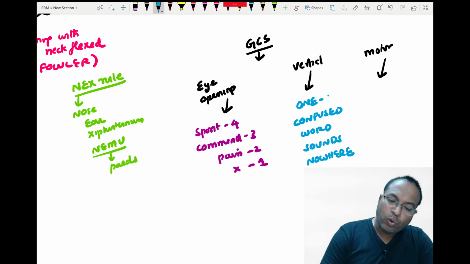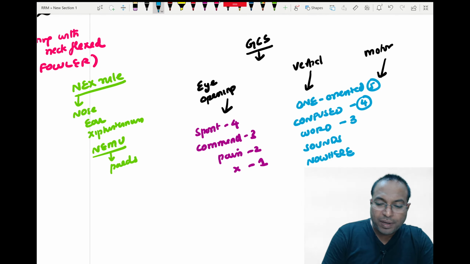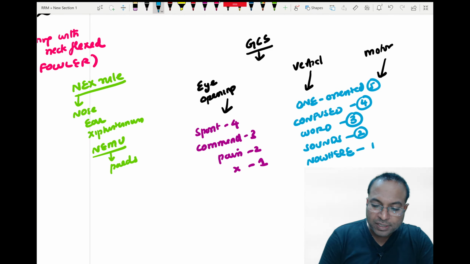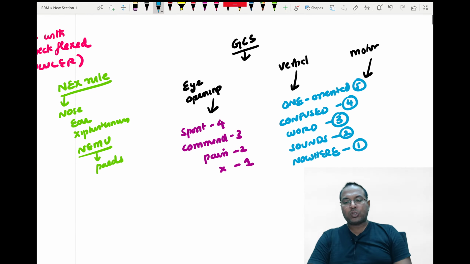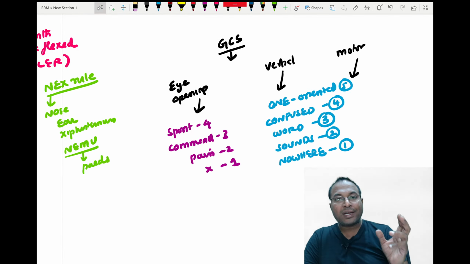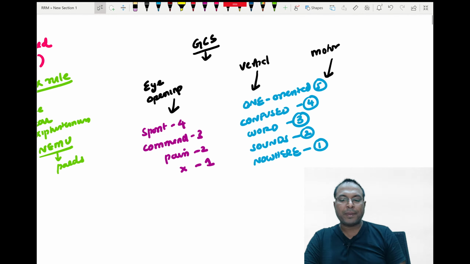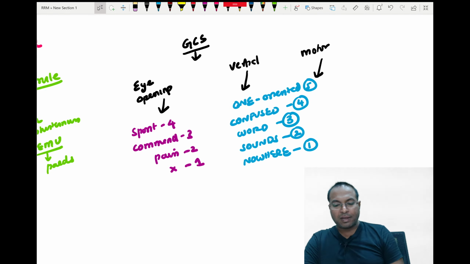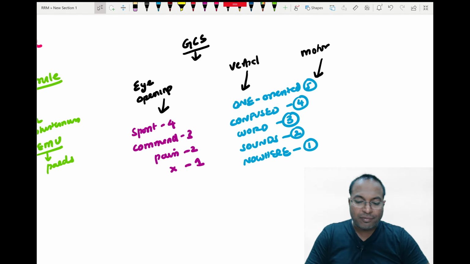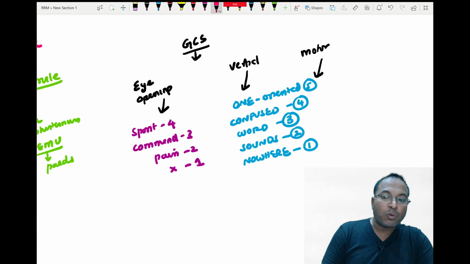So one for oriented. When the patient is oriented, give 5 points. Confused, 4 points. Inappropriate words, third, 3 points. Incomprehensible sounds, 2 points. No sound, you give 1 point. So that is the verbal response. One Confused Word Sounds Nowhere. So oriented, 5 points. Confused, 4 points. Inappropriate words, 3 points. Incomprehensible sounds, 2 points. No sound at all, no response at all, is 1 point.